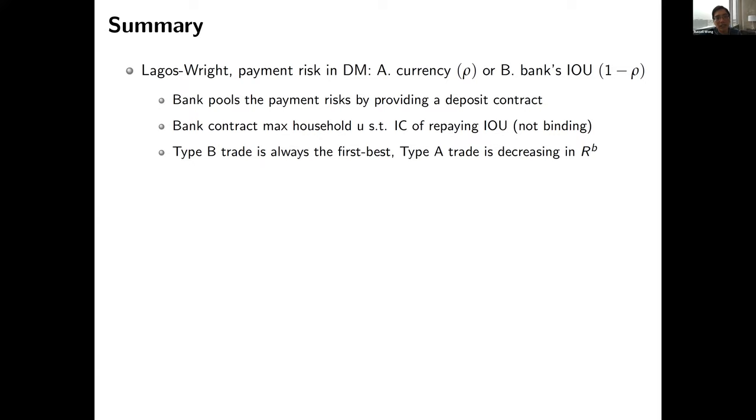So you can think about it as a risk in using payment. With probability rho, you have to use currency. With probability 1 minus rho, you can use the bank IOU. So you can think of it as a monitoring meeting.